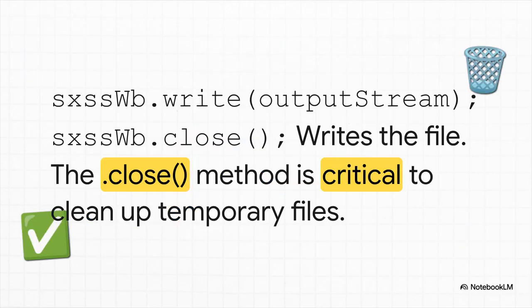And to finish it all off, step 3. Once your loop is done, you write the workbook to your file. But listen, the most critical part here, and I mean it, do not forget to call close. That close method is what tells POI to clean up all those temporary files it created on the disk. If you forget this, you're going to have a bad time.